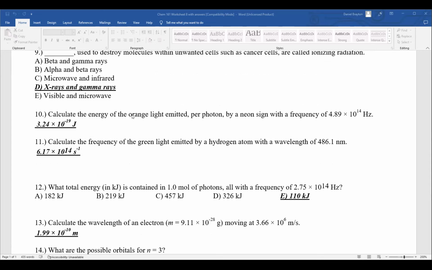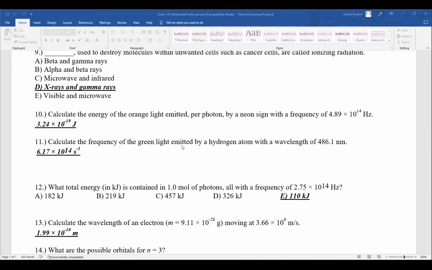Calculate the energy of orange light emitted per photon by a neon sign. The orange light doesn't really mean much to you unless you know the frequencies that well. This has to do with hν. They gave you the ν, so you're really just multiplying this times Planck's constant to get the joules. It's only one multiplication, only one math function. So that's a pretty good example of a quick and easy one mathematically.